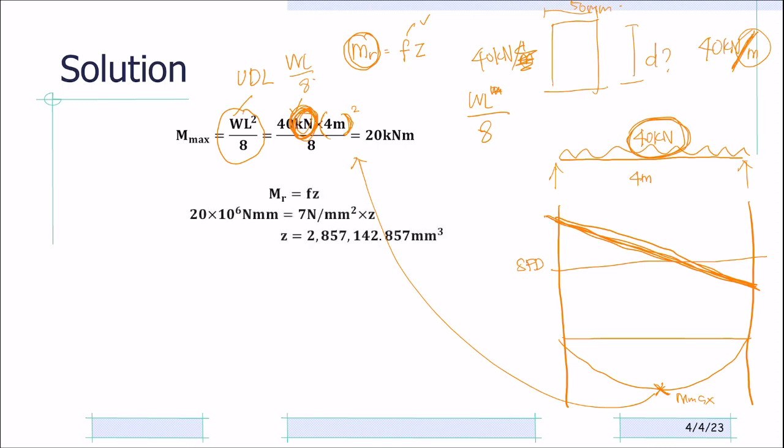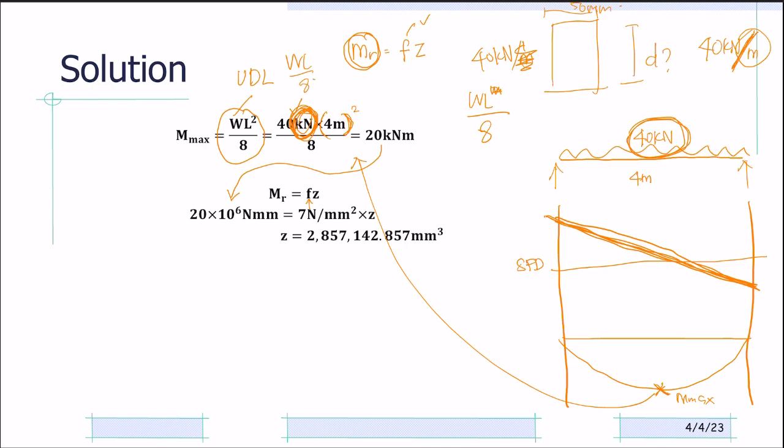Then just put the value that you get from the maximum bending moment inside our formula, which this one refer to the MR, 20 kilonewton meter, but we have to convert it into Newton millimeter, therefore times 10 power of 6. Sebab 1 kilo Newton convert to Newton, you kena darab 1000, and meter convert to millimeter, you kena darab another 1000. Therefore, 10 kuasa 6. And 7 is F. This one given in the question. And Z is the value that we need to find in order to get depth D. Then you get something like this, which is 2,857,142.857.